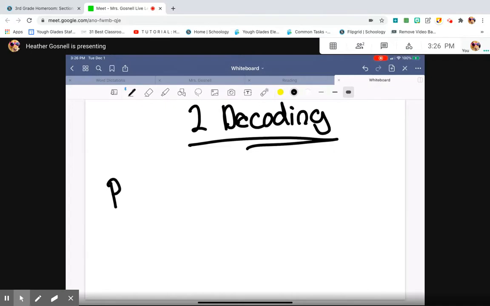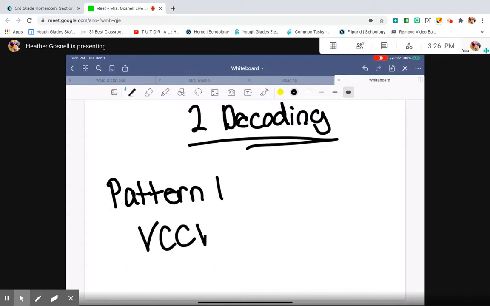Pattern number one is VCCV. And if you got my packet that I sent home, you should have a syllable division pattern card that I gave you. You will see that there are 4 different patterns. We have been working with pattern number 1, which is VCCV. And we know when we see this pattern, we split the consonants. When we see 2 consonants, we split it down the middle.